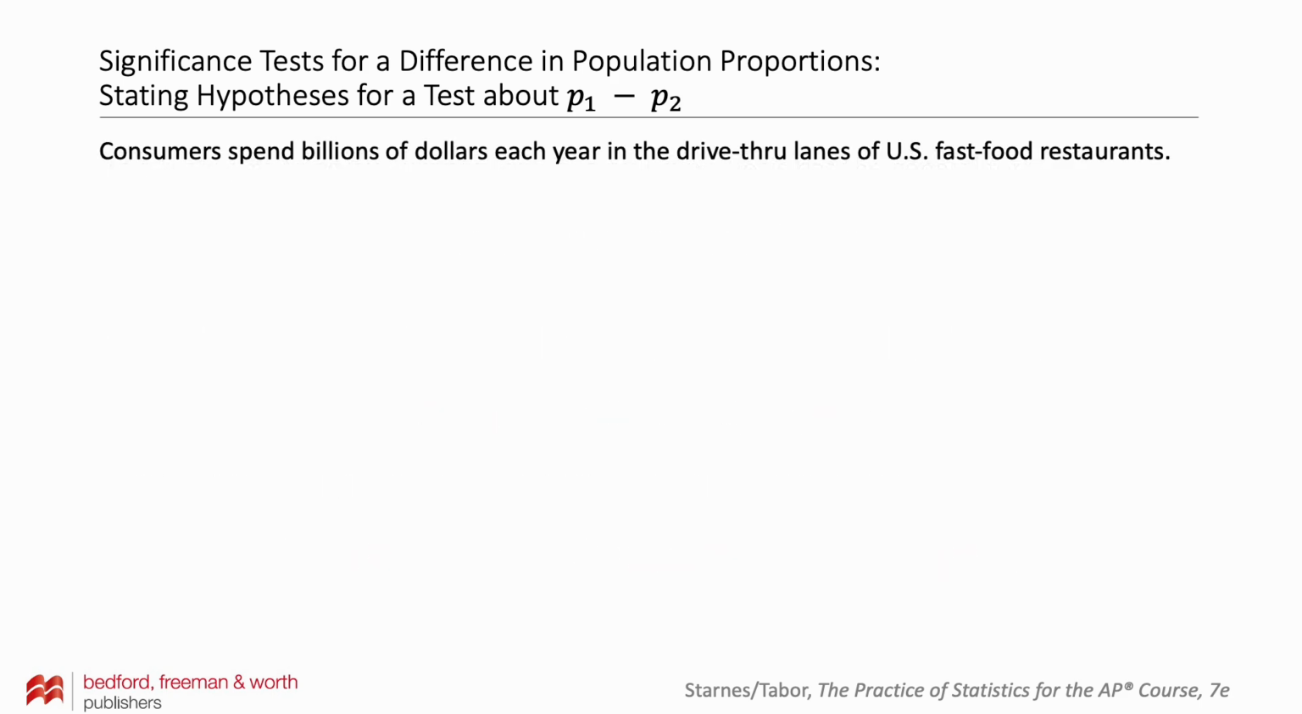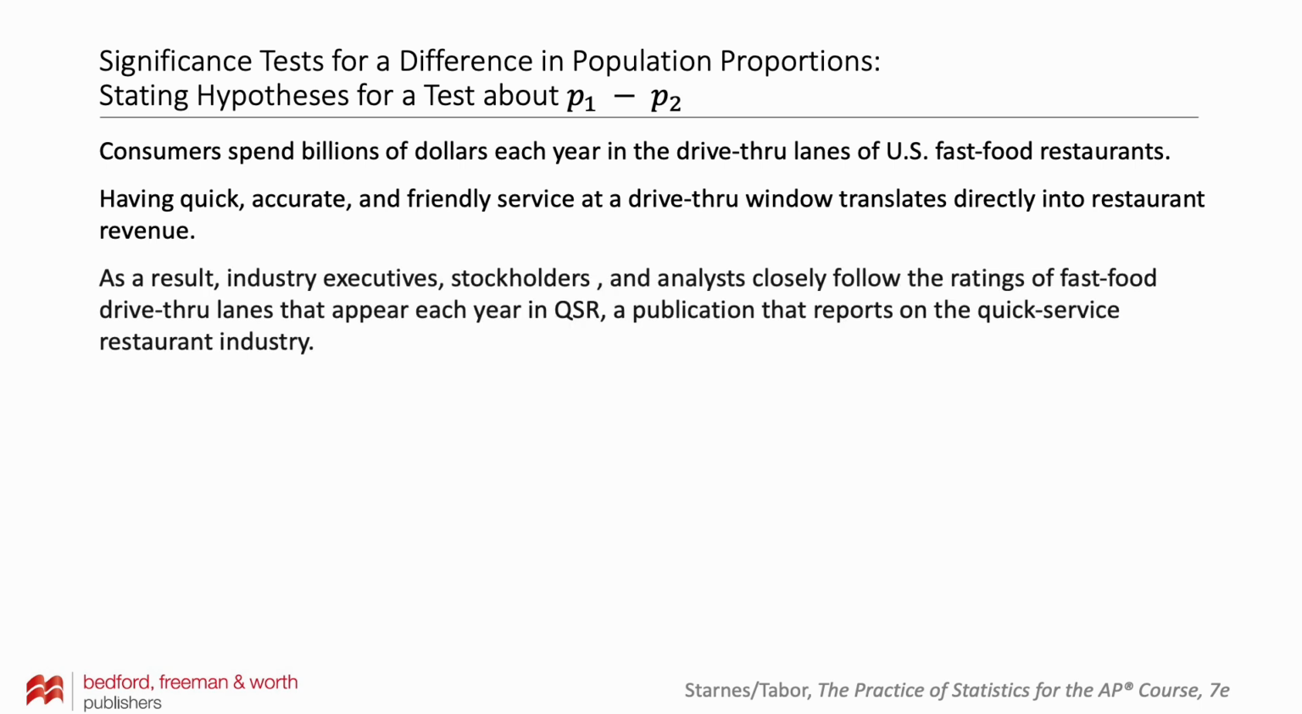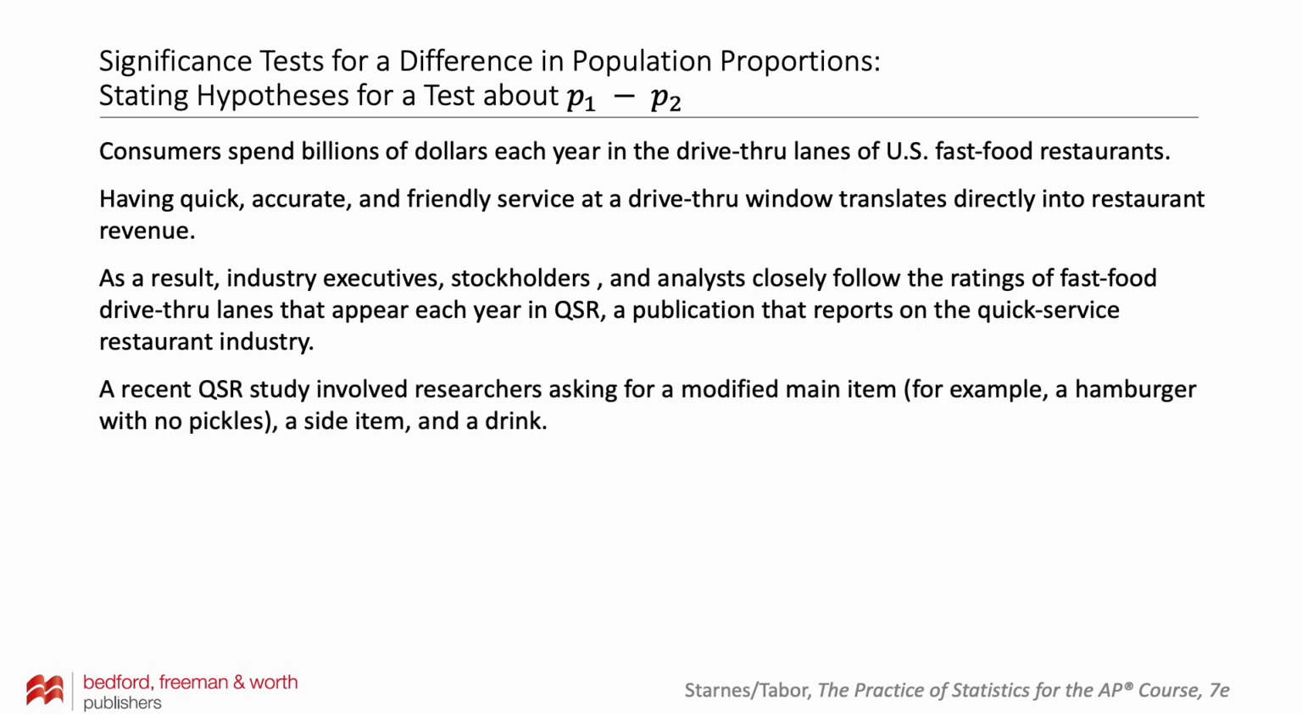Now let's practice writing the hypotheses when it's a two-sample population proportion. So in this problem, it says consumers spend billions of dollars each year in the drive-through lanes of U.S. fast food restaurants. Having quick, accurate, and friendly service at a drive-through window translates directly into restaurant revenue. As a result, industry executives, stockholders, and analysts closely follow the ratings of fast food drive-through lanes that appear each year in QSR, a publication that reports on the quick service restaurant industry.